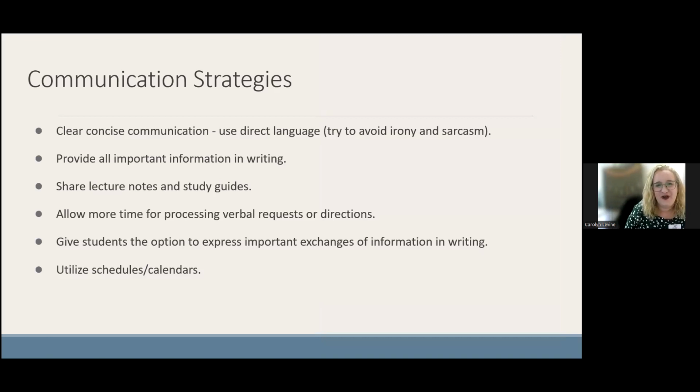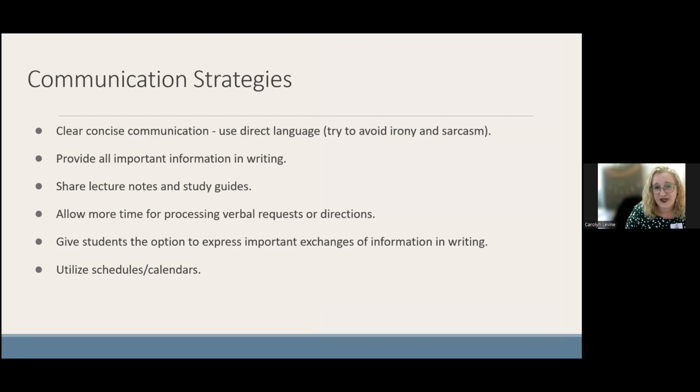All right, so communication strategies. I think these are really, really helpful, not just for folks on the spectrum, but for anyone in your class. But especially for folks on the spectrum, using direct language is a must. So you want to try to avoid irony, sarcasm, things like that, especially if it has anything to do with the instructions that you're giving or the content.